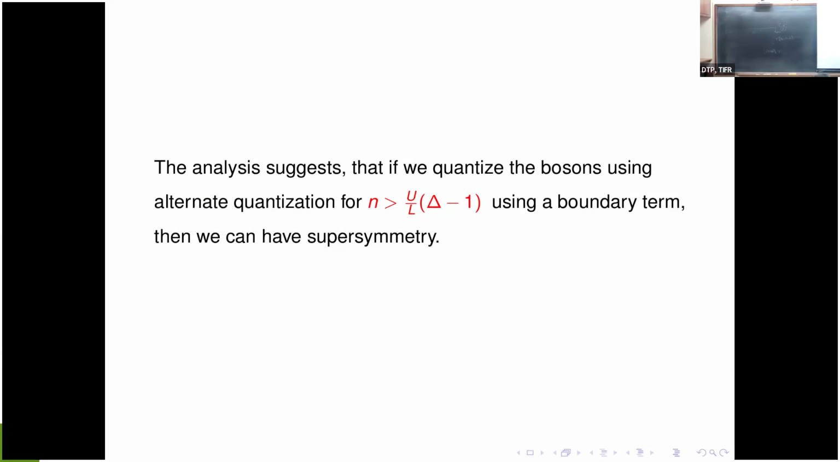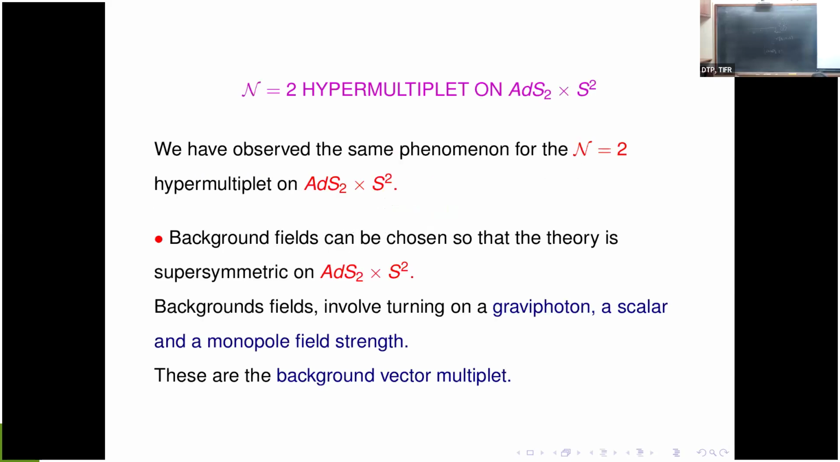We haven't explored this. Maybe we should quantize the boson alternatively, because it's a choice of different boundary conditions. And if we can quantize the boson with a different boundary condition by introducing certain boundary terms, perhaps we can. Okay. We have done this for the hypermultiplet. Let me finish. I'll come to it.